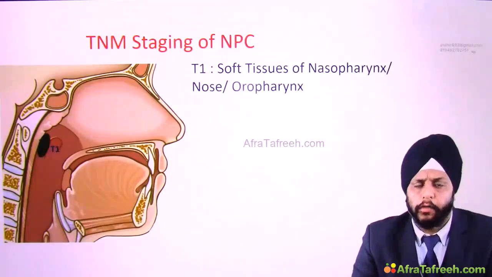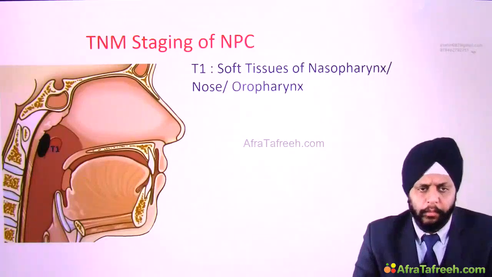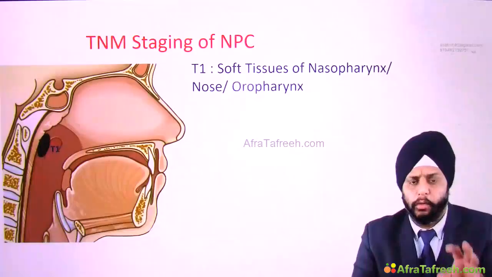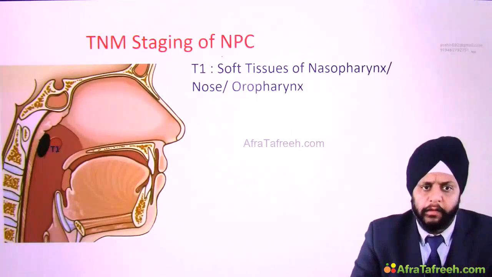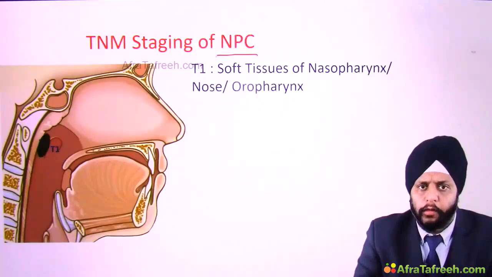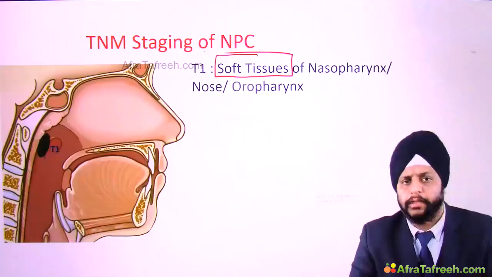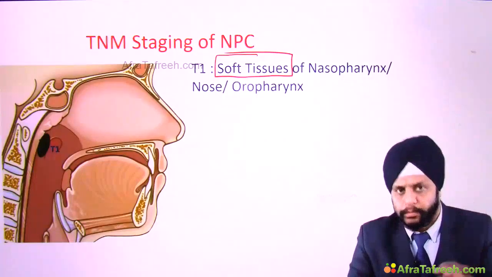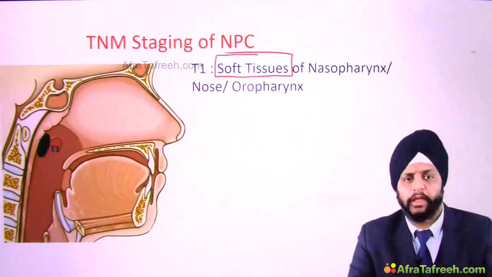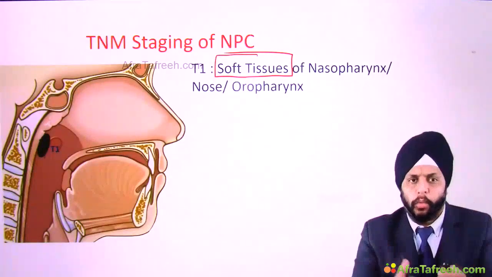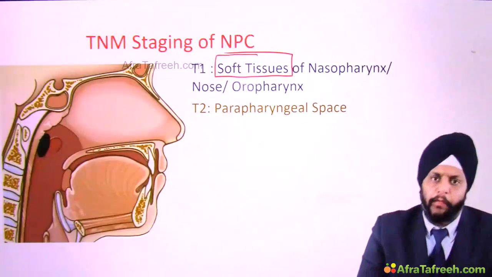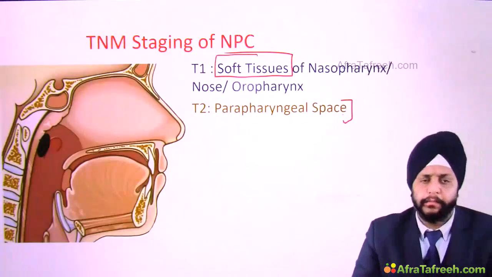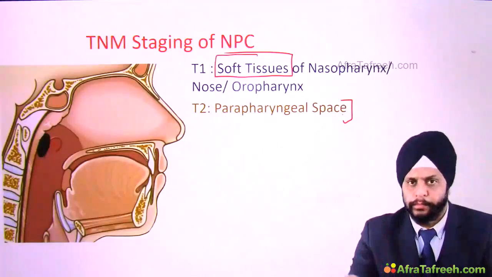It involves the soft tissue of the nasopharynx. It may even go to the nose and oropharynx, but only the soft tissues. Okay, so till the time it is involving only the soft tissues of the nose, nasopharynx, oropharynx, it is known as stage T1. Okay, what is stage 2? It grows laterally. Where will it go laterally? It will go to the parapharyngeal space. So if it goes into the parapharyngeal space, it is stage T2.